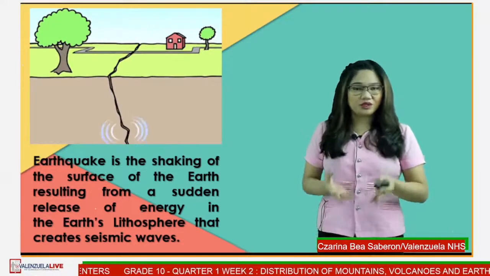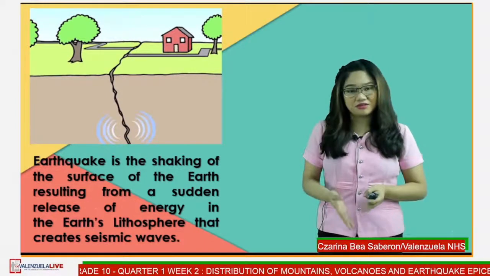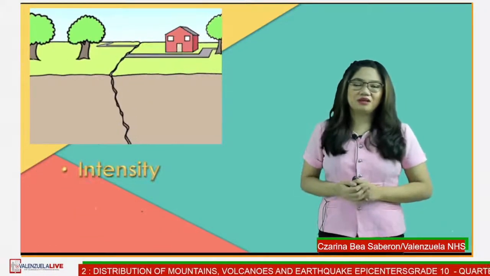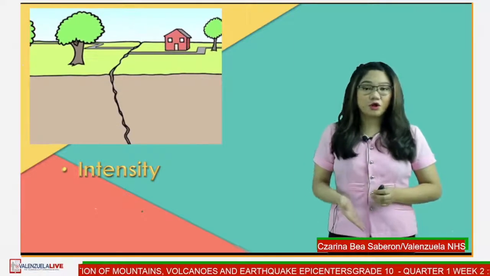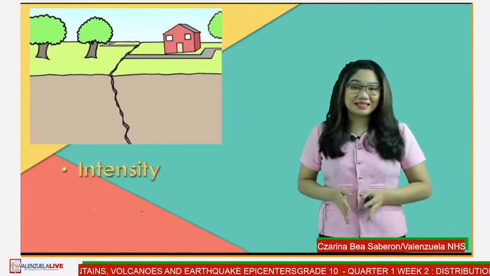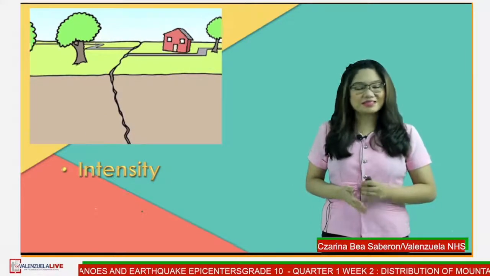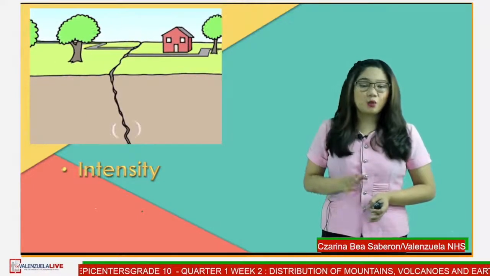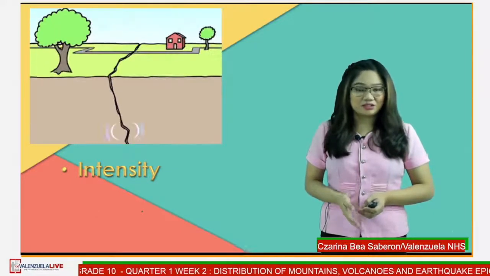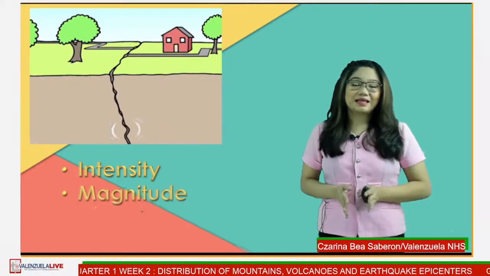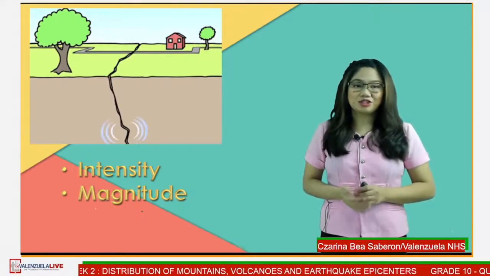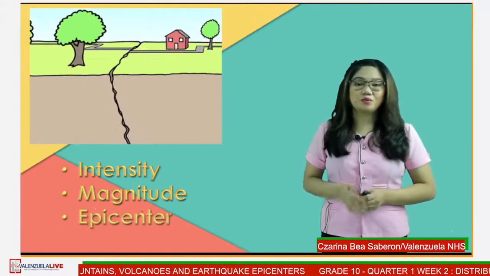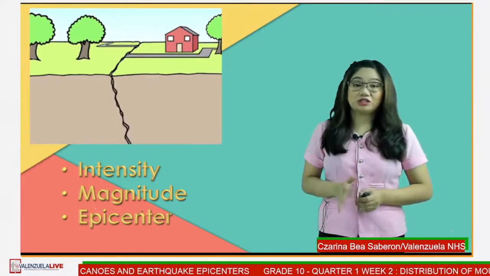So whenever you hear news regarding earthquakes, what are the important details that we usually hear? Some of the significant details reporters report are the intensity. This is the strength of the shaking produced by the earthquake in certain locations, which is determined by the effects or damages caused by the earthquake. Next is the magnitude. Now, the magnitude measures the energy released at the source of the earthquake. And also, one of the most important details for an earthquake is the location of the earthquake epicenter.